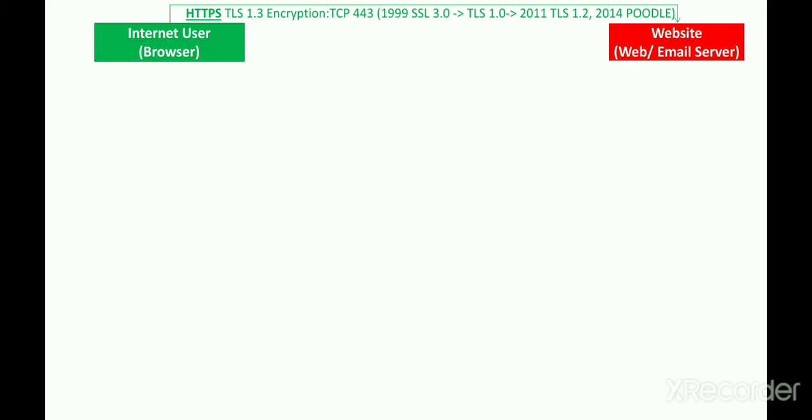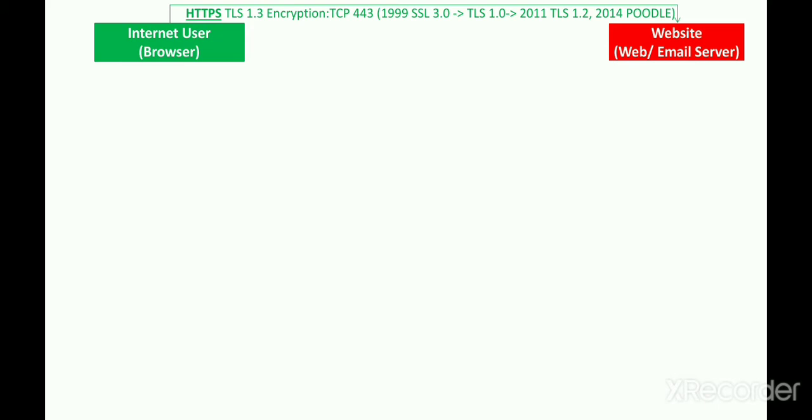Now this HTTPS is the encrypted form of the original HTTP or Hypertext Transfer Protocol. So this Hypertext Transfer Protocol Secure uses TCP port 443, and the original HTTP, which is an unencrypted or plain text protocol, uses TCP port 80.